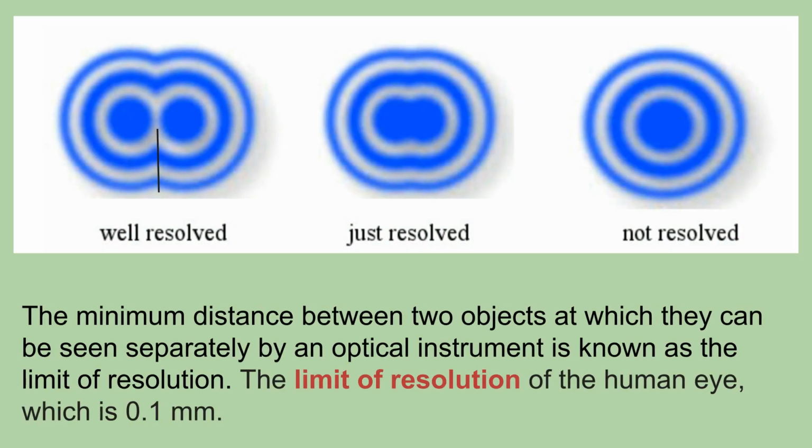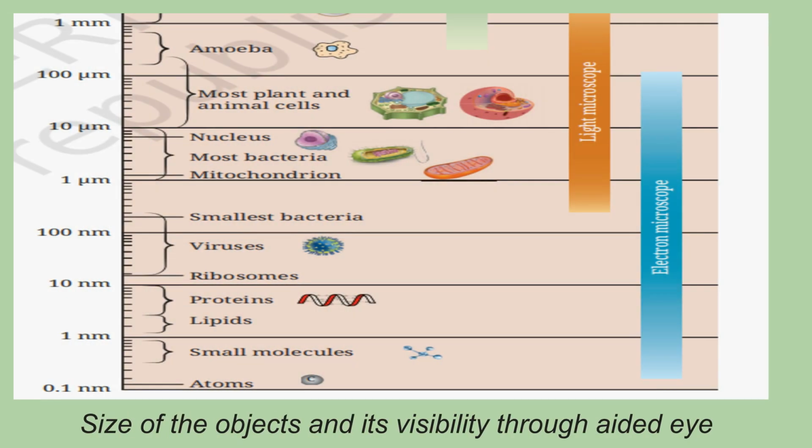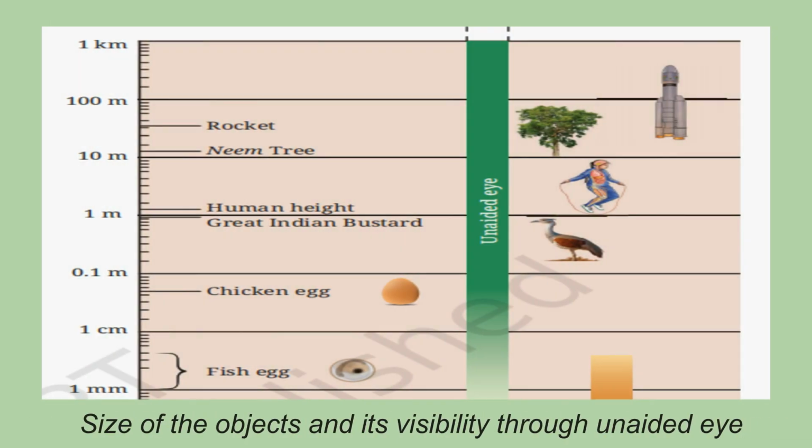The minimum distance at which two objects can be seen separately by an optical instrument is the limit of resolution. The human eye's limit of resolution is 0.1 millimeters. This chart illustrates the size range of objects and their visibility, showing that a light microscope can resolve down to about 1 micrometer, and an electron microscope is needed for smaller structures like viruses and molecules. The unaided eye can resolve objects down to 1 millimeter, such as a fish egg. Objects smaller than 0.1 millimeters require a microscope to be seen clearly.